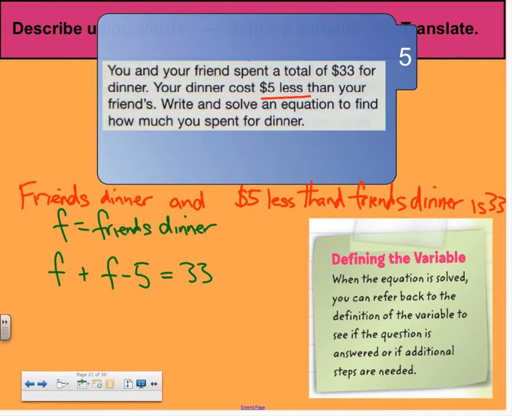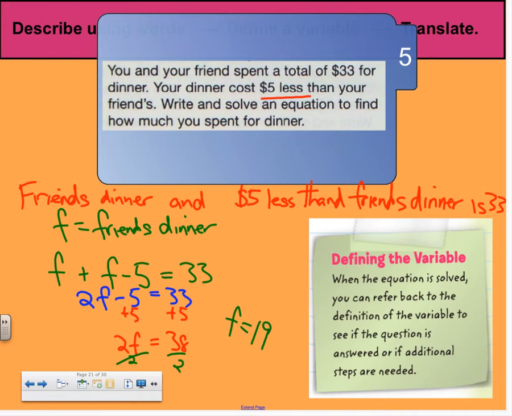Does that make sense? Okay, so I can combine the F's into 2F. Okay. I can add 5 to both sides and get 2F equals 38. And then if I divide both sides by 2, F equals 19. So the friend's dinner equals $19.